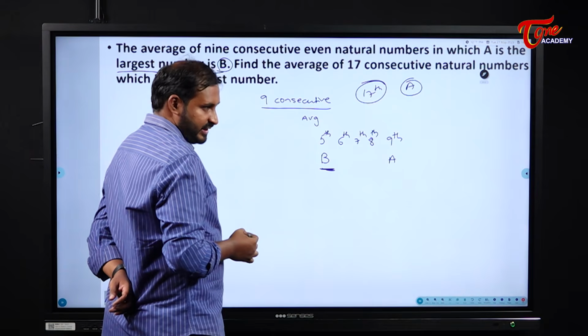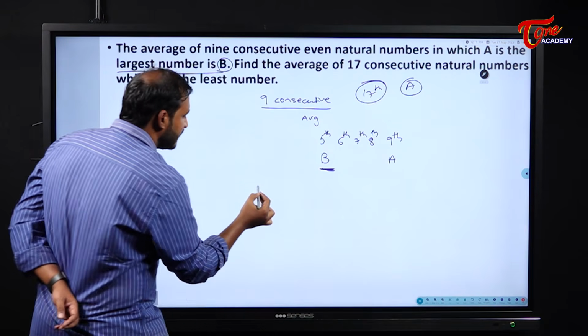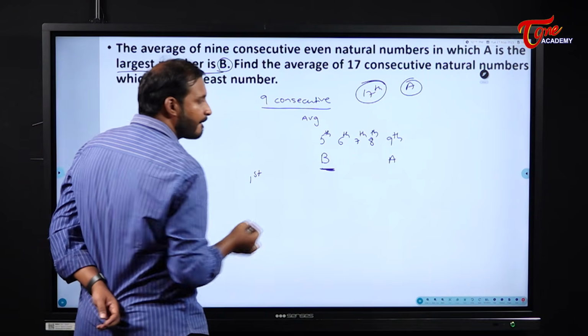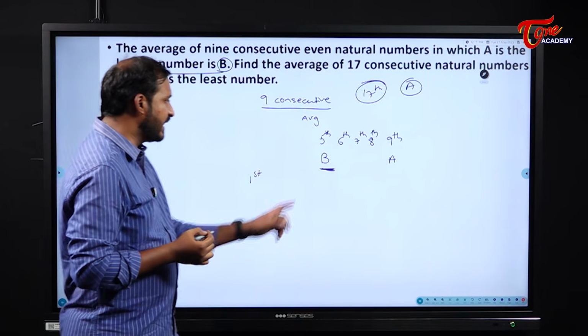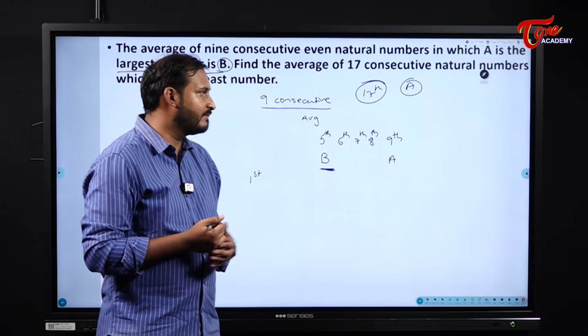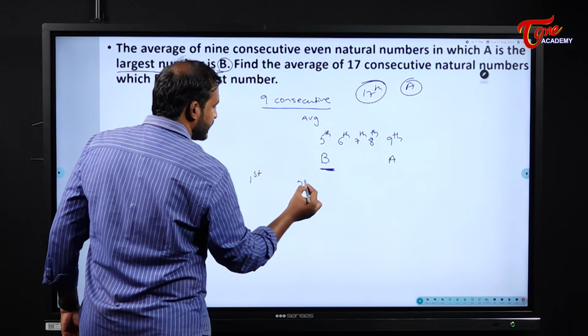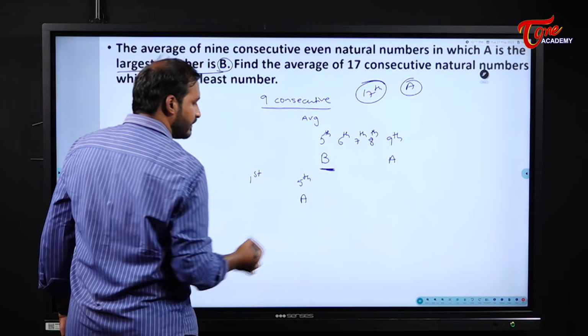If B is the least number, that means the first number. Now B becomes my first number. If B becomes the first number, what about the ninth number? That means A will become which number? A becomes the fifth number here.